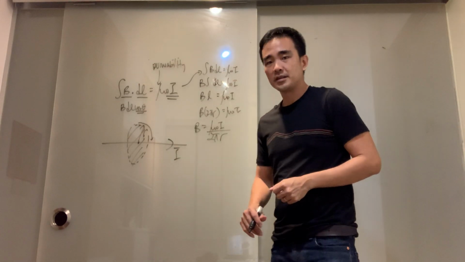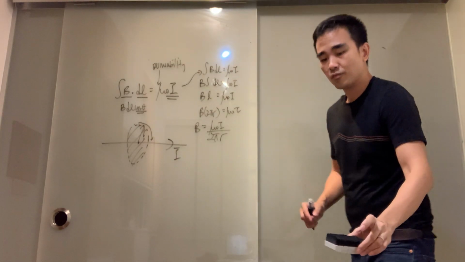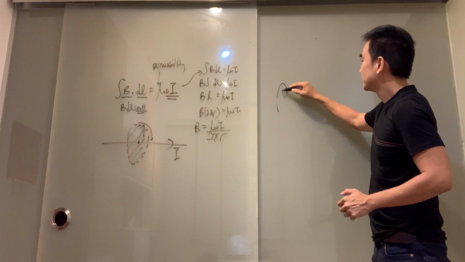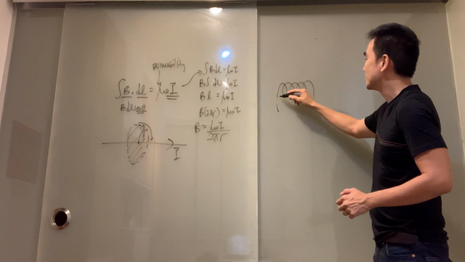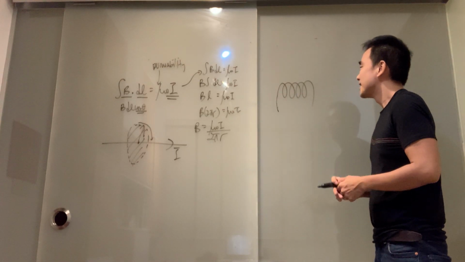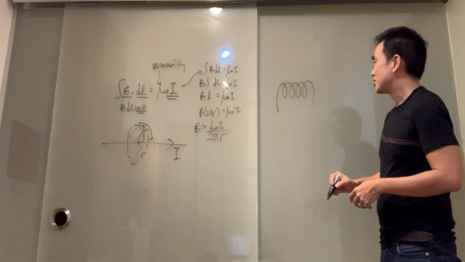Let's try this law on another scenario, which is what we learned today. So let's take a look. Or rather yesterday, by the time you watch the video, it will be tomorrow. So what we learned today is the field due to a loop.